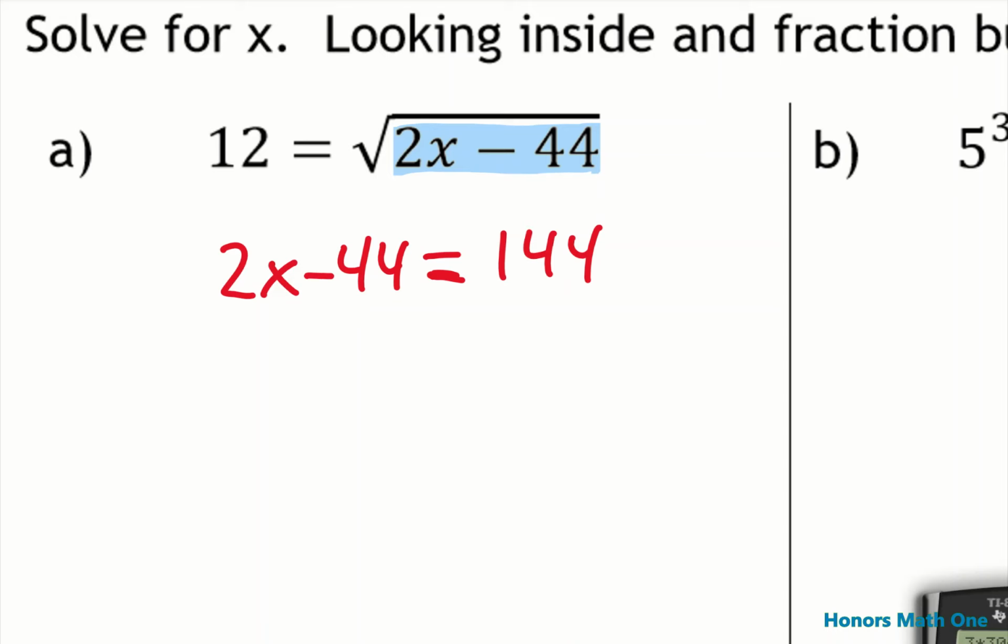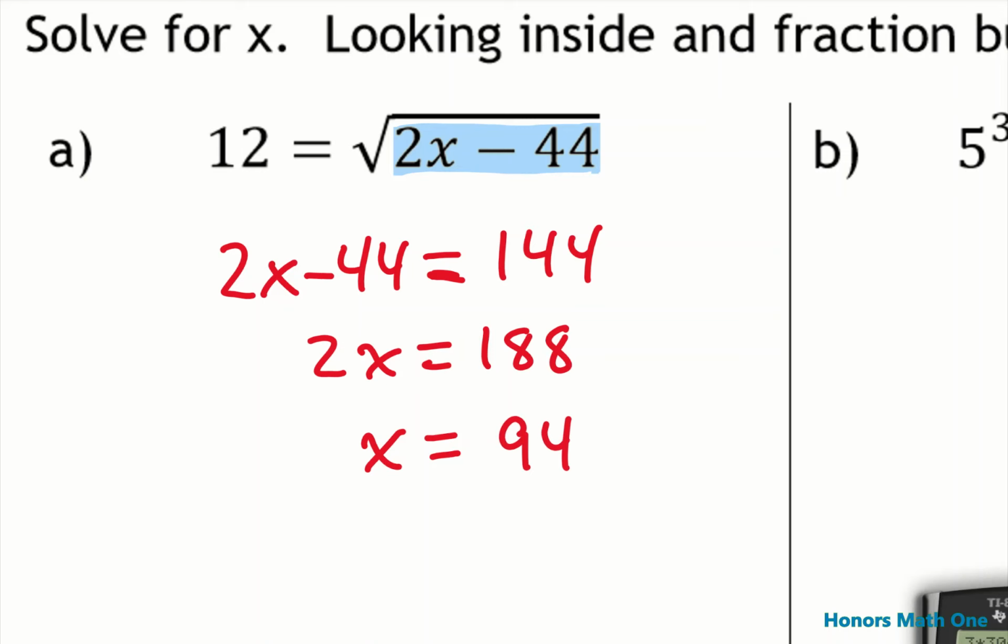So I'll begin by adding 44 to both sides. That gives me that 2x is equal to 188. And if I divide both sides by 2, I know 100 divided by 2 is 50, and 88 divided by 2 is 44, so I believe this becomes the number 94.